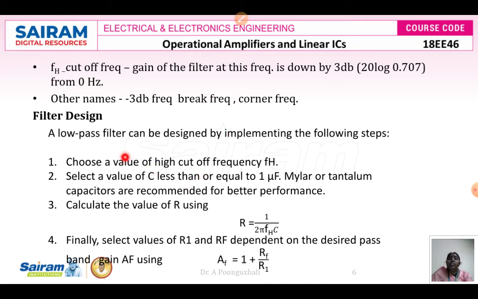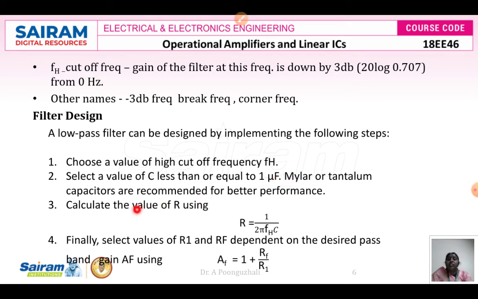Next we are going to see the design of your low pass filter. When I design the low pass filter, first I should decide the cutoff frequency of the filter, so I have to choose the fH value. The fH value will be given in the problem, or we have to choose it for a filter. If I want to decide, I have to decide what the fH value of that filter should be, the cutoff frequency of the filter. The next step is to choose a value of C such that it is less than or equal to 1 microfarad. The capacitor can be either a Mylar capacitor or a tantalum capacitor.